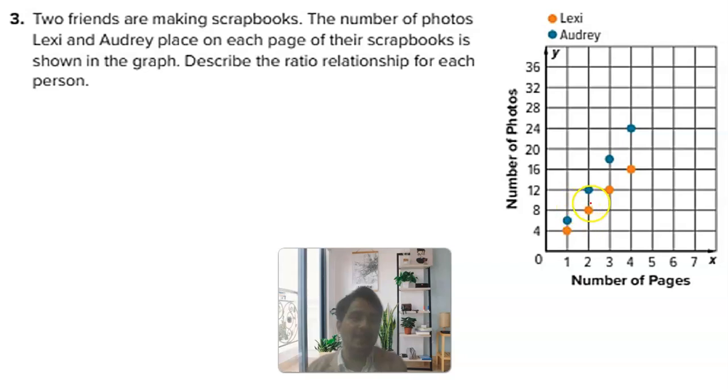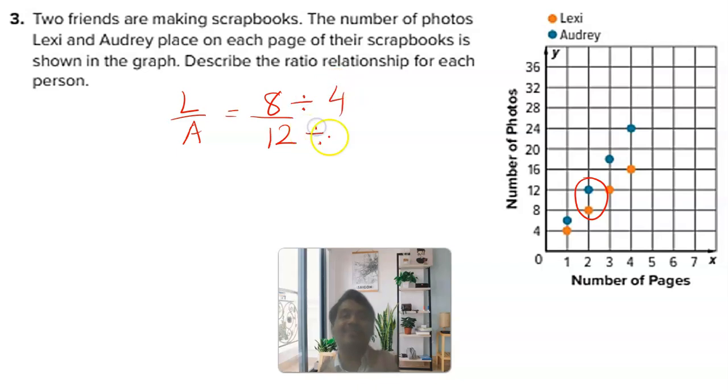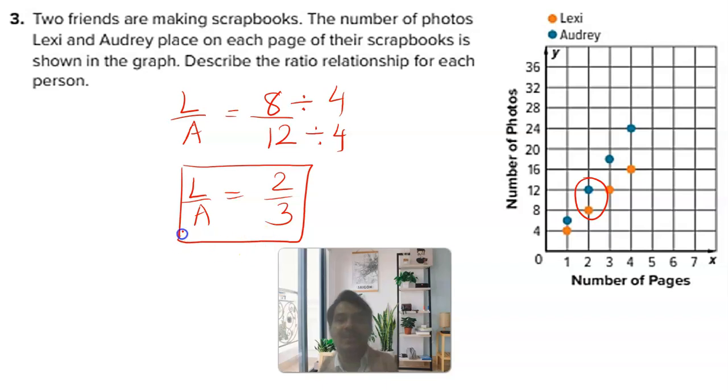I think it's better to take the ratio from here. Lexi is to Audrey is to, when Lexi is at 8, Audrey is at 12. So the ratio is 8 is to 12. But to make it easy, I'm going to divide this by 4. Simplifying the ratio, we get 2 by 3. L by A equals 2 by 3. That's the ratio.